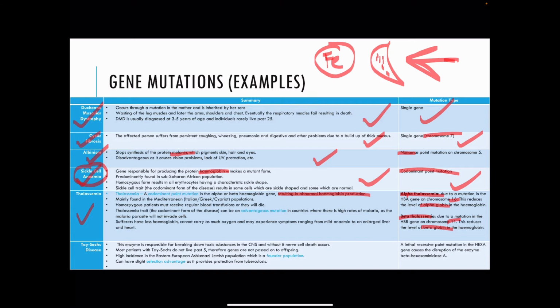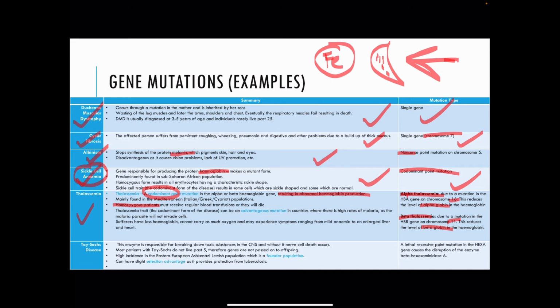Now, thalassemia is mainly found in Mediterranean populations, so Italy, Greece, and Cyprus. Again, we have codominance here. So you can have two dominant alleles, two recessive alleles, or a dominant and a recessive allele. If you've got two dominant alleles, you are a homozygous patient, you're quite sick, and you need to receive regular blood transfusions or you will die.